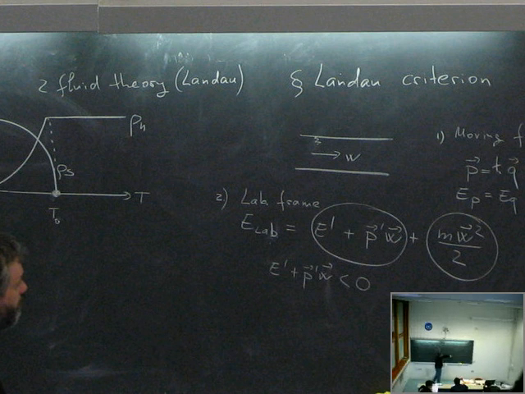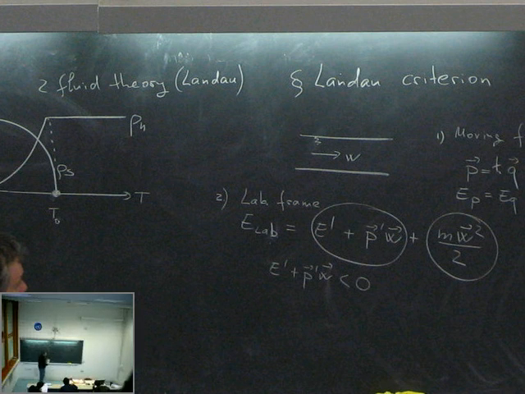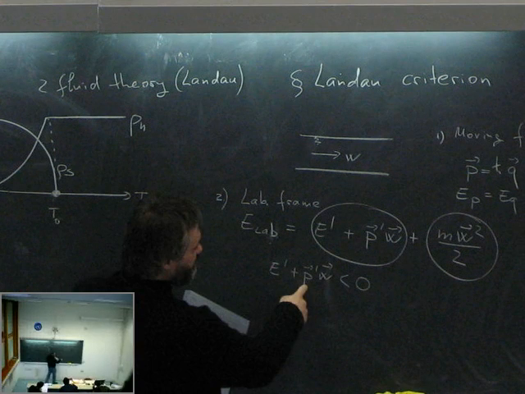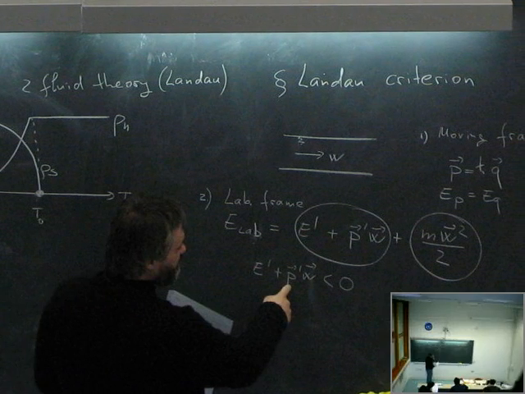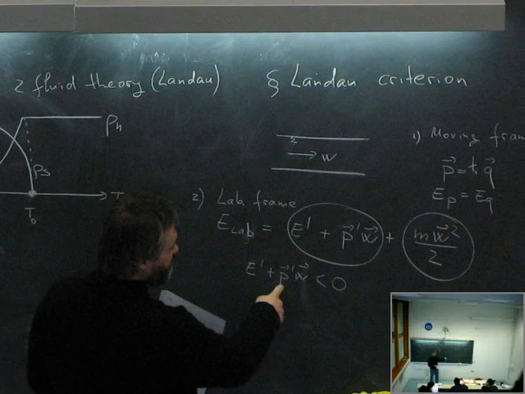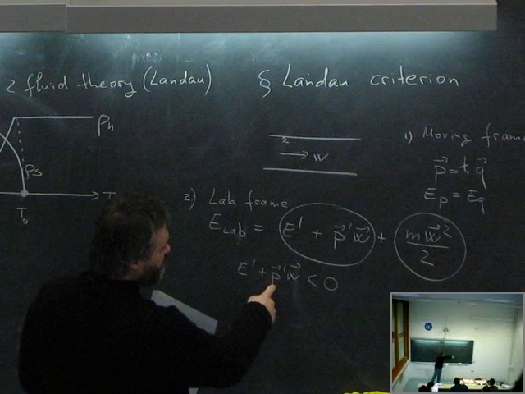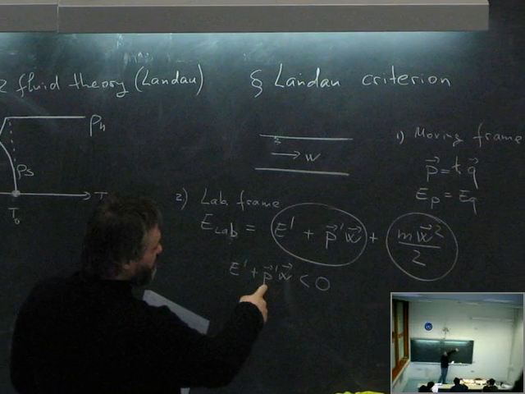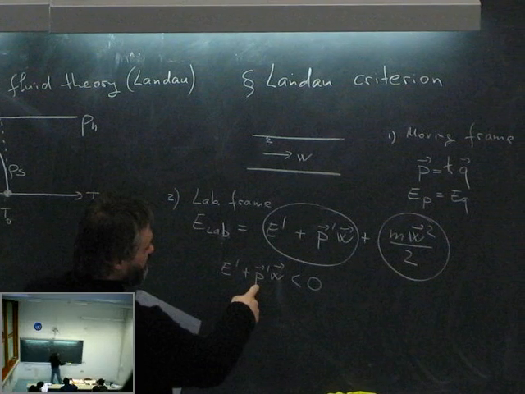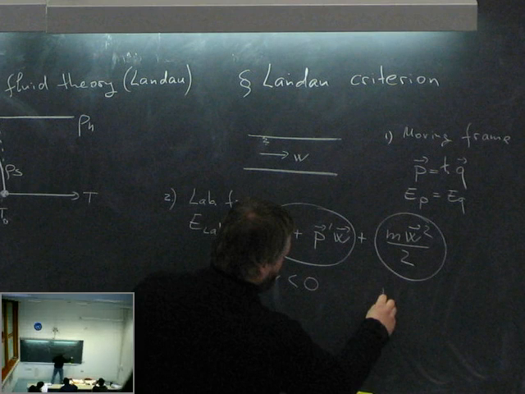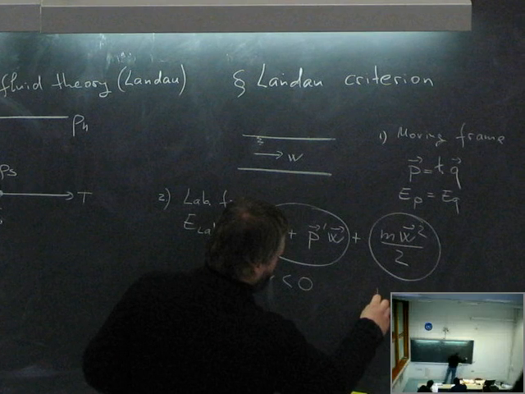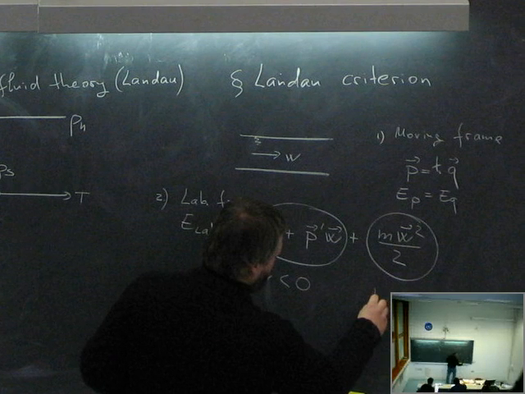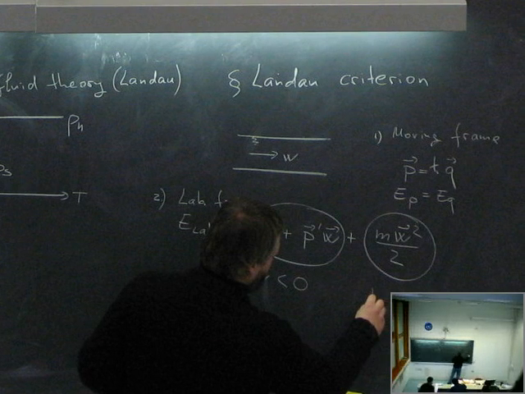But this E prime is nothing but E_p. And moreover, we see that P and W are antiparallel. So the scalar product, when I come from the moving frame to the coordinate frame, P times W is equal to minus E W. So P prime is equal to P.